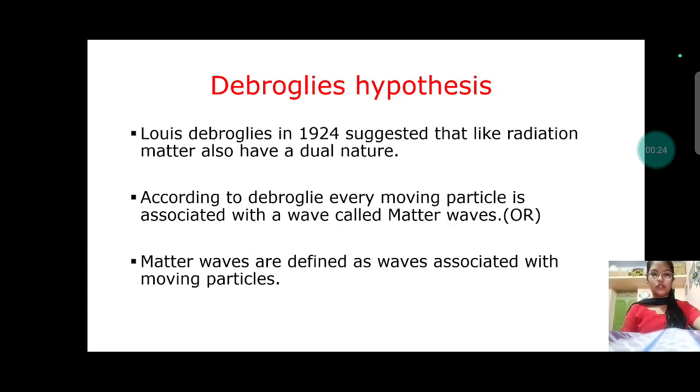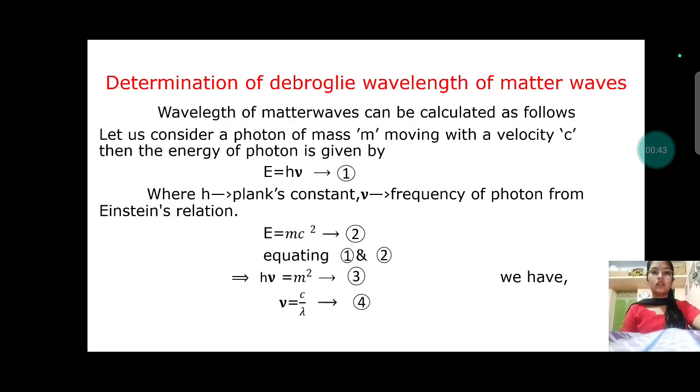De Broglie's hypothesis. Louis de Broglie in 1924 suggested that, like radiation, matter also has a dual nature. According to de Broglie, every moving particle is associated with a wave called matter waves, or matter waves are defined as waves associated with a moving particle.